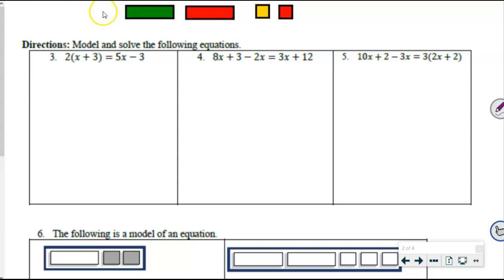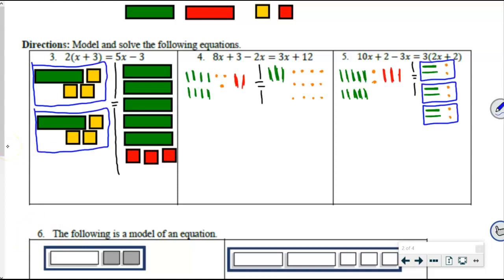Modeling helps us see if we need to simplify or not, because we're going to see groupings or we're going to see x's in multiple places on the same side. So I do encourage models for these problems. I'm going to pause the recording long enough to get models set up, and then we can use the models to solve these equations. All right, here are all of my models. So now I can use those models to start solving.